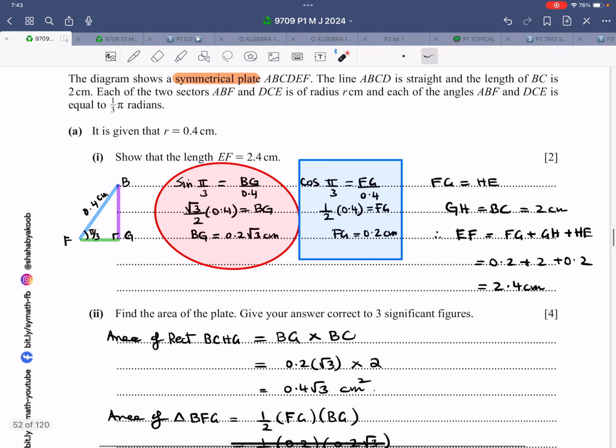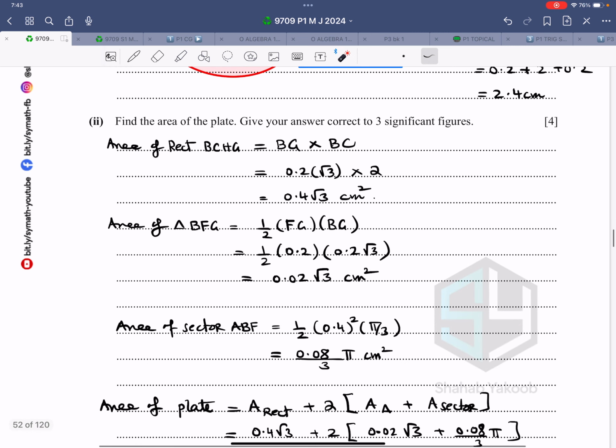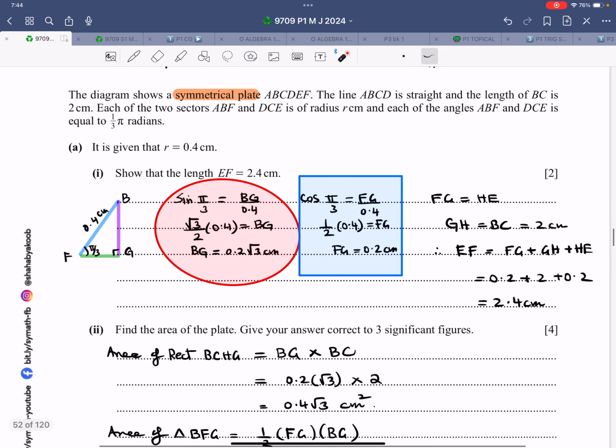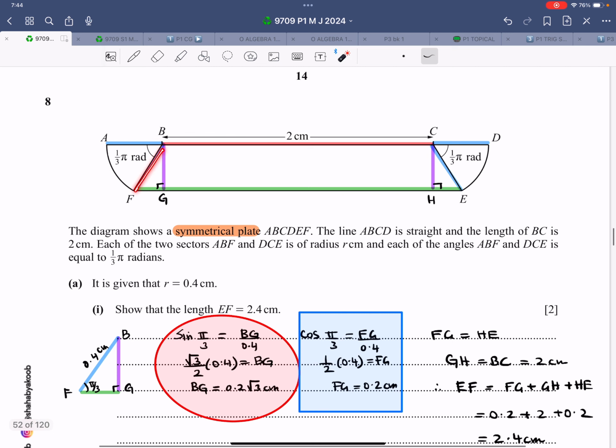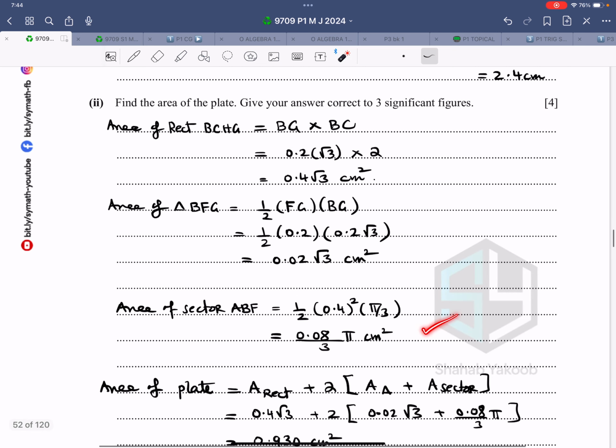Area of the triangle, that's half into base into height. That is the base, 0.2. That is the height. That is half. Again written the answer in the exact form. Area of the sector, half r square theta. So that is r over here, that is r over here, that is theta over here. Again, this thing is done.